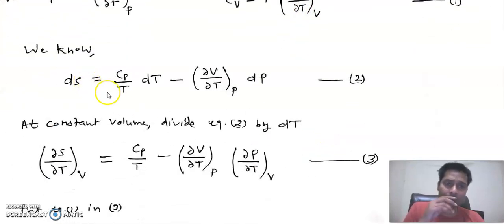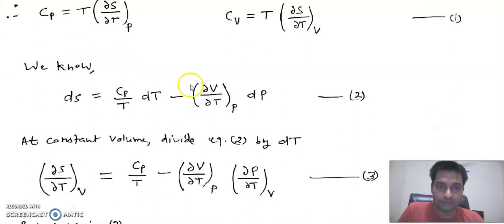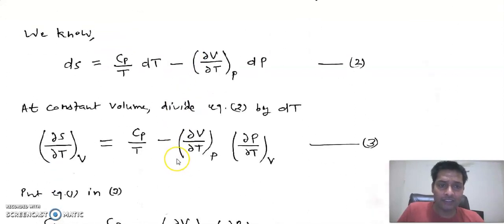Now we know dS equals Cp by T dT minus del V by del T at constant pressure dP. This equation we derived in our previous class with the help of Maxwell equations. So at constant volume, divide this equation by dT. This will become del S by del T at constant volume equals Cp by T, and dT is cancelled out. Similarly, this term.